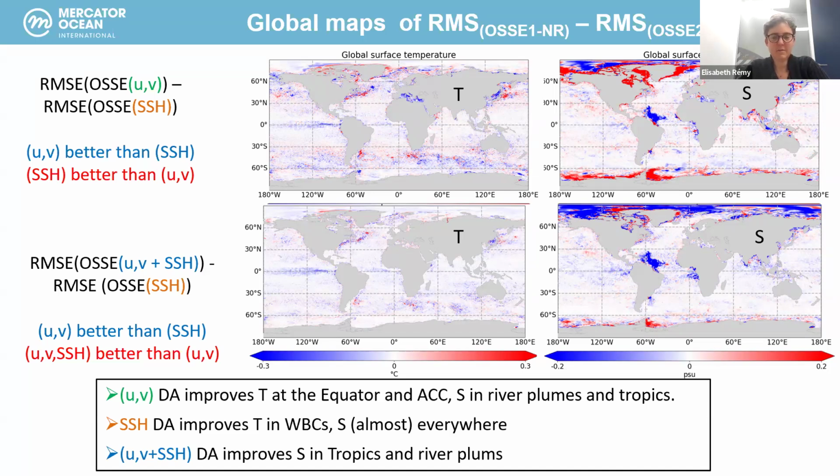The salinity is improved in the river plumes and in the tropics. It's also true for the temperature. And from the top panel, if we have only SSH versus only U and V, we can see that there are areas of degradation and there are areas of improvement depending on which variables. So it's really when adding both that we get more improvement.